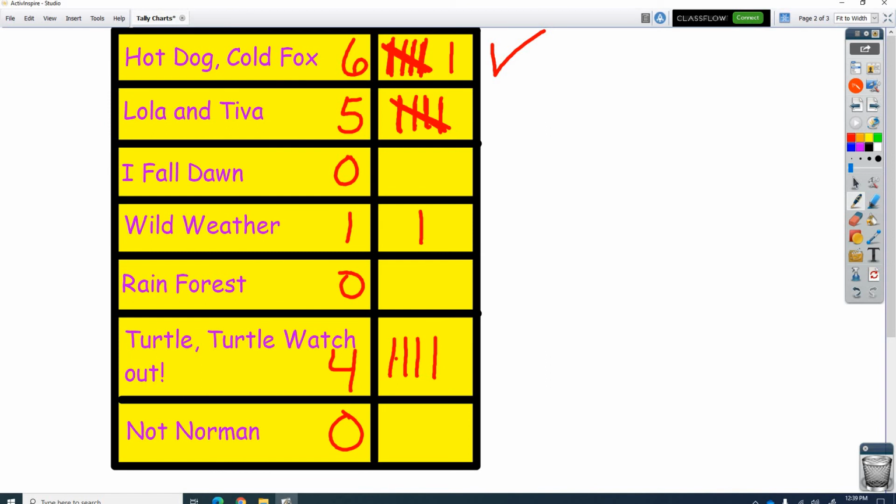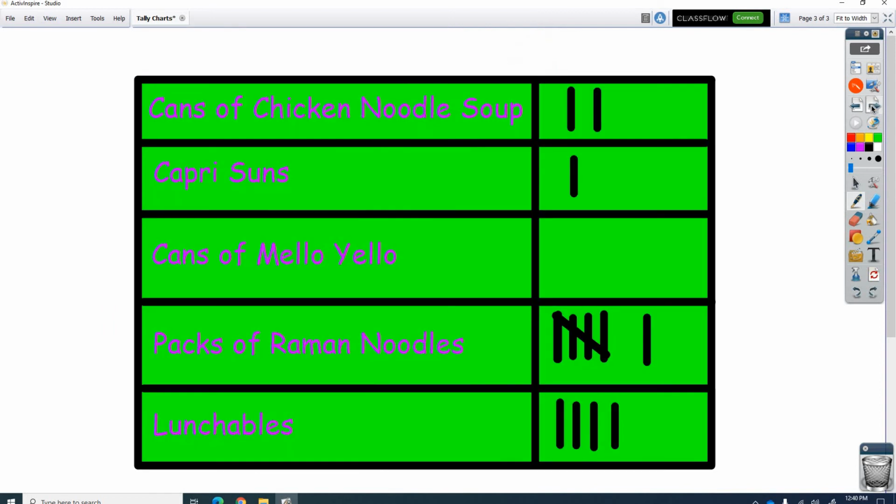Yep, Hot Dog, Cold Fox, and Lola and Tiva, because it had the most. This one had 6 and that one had 5. That is the most. All right, let's look at another tally chart I made.